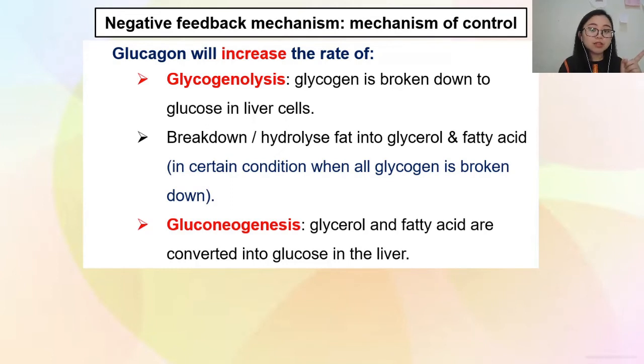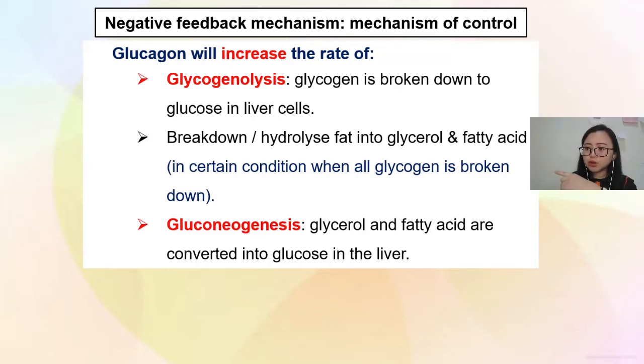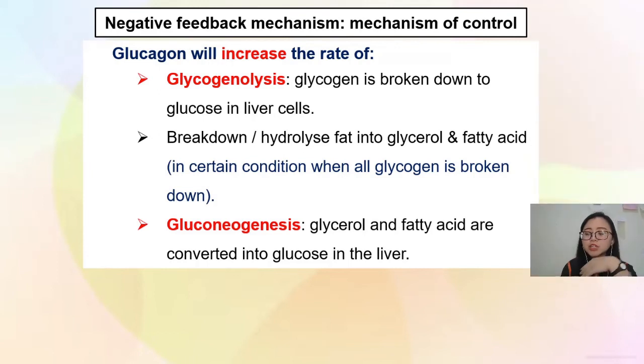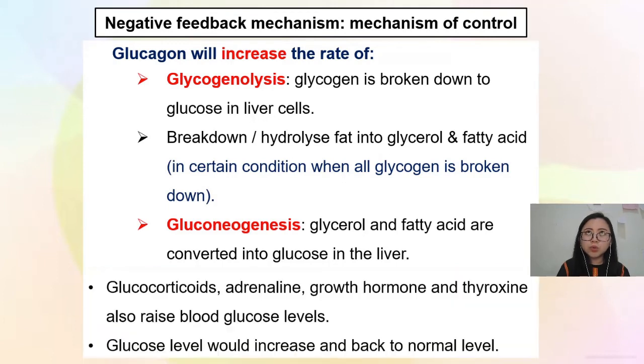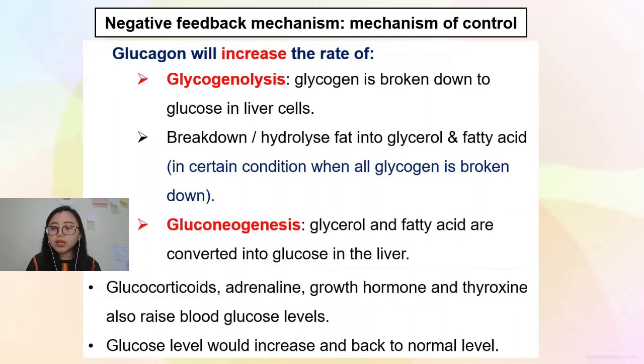Okay, so it's gonna tell glycogen to break down and make yourself into glucose. And then it's going to tell the fats to break down into glucose. If it reaches the liver, it's going to tell the glycerol and the fatty acids to come together and make glucose. Remember, gluconeogenesis means penghasilan glukos yang baru. Selain daripada glucagon, benda lain yang boleh menyebabkan level gula dalam darah untuk tingkat semula adalah glucocorticoids, adrenaline, growth hormone, thyroxine. But in the end, what is important is that the glucose level would increase and go back to normal.